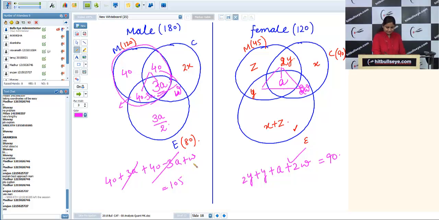I'm taking direct values: the w value comes out to be 25. If w is 25, we can write 50 here. So it will become 3y plus a is equal to 40. Can I say this? Yes, guys. Clear?